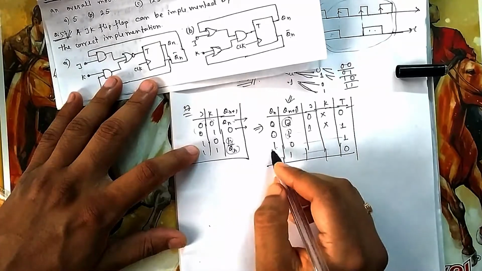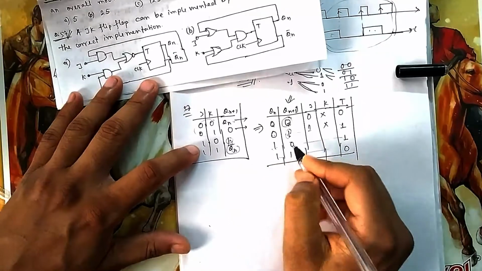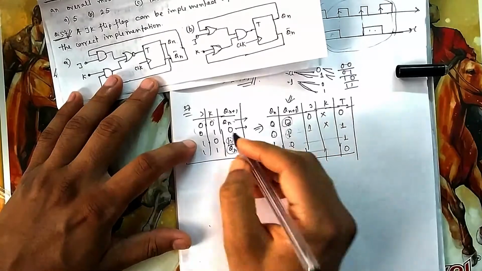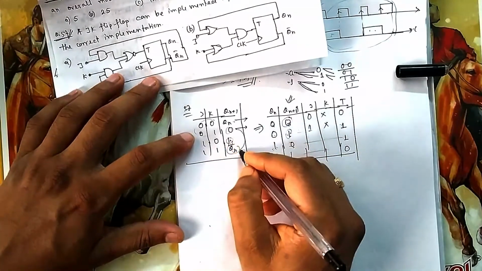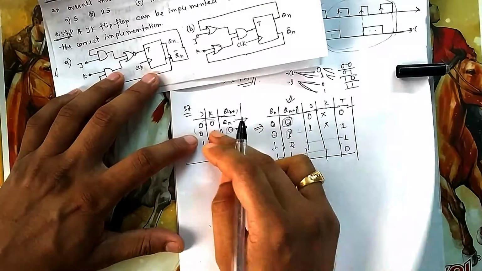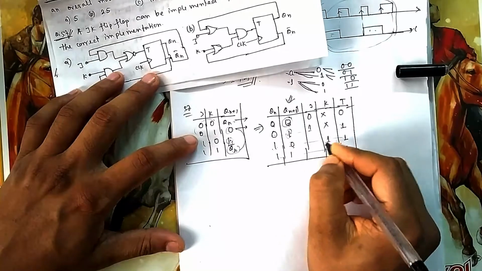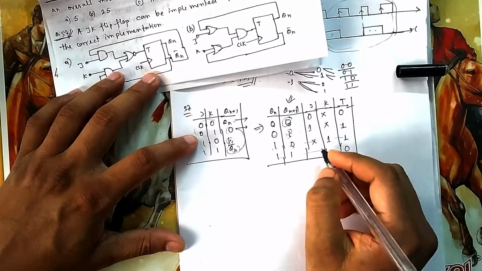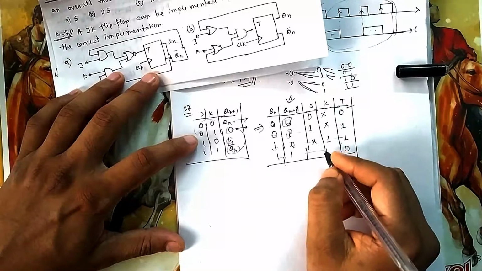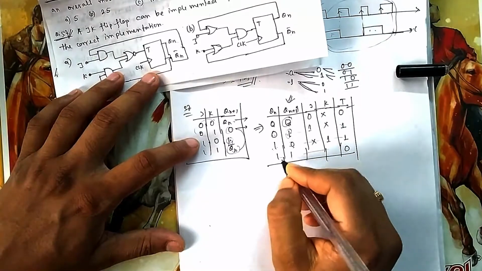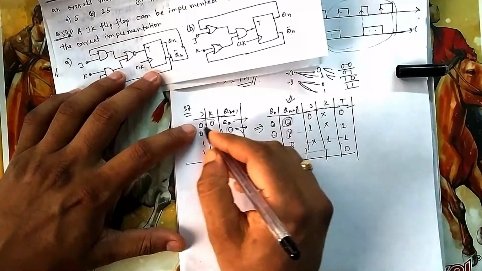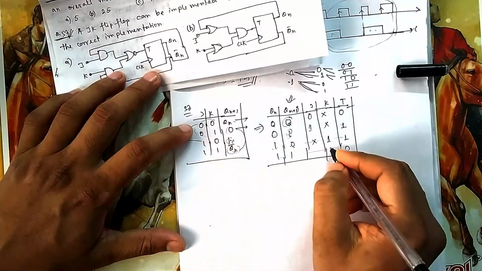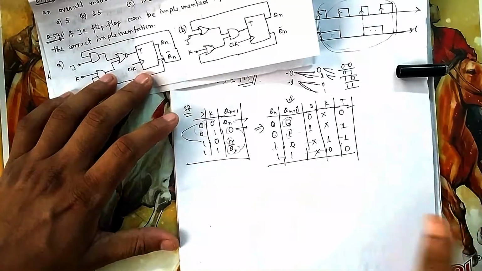For 1 to 0: previously it was 1, now it should come to 0. So it should directly give 0 or it should toggle. 0 or toggle means this case and this case. So here K should be 1 and J can be anything. By now you know. Then you can write this one also: the output should be 1, so it should be 1 or it should hold its state. 1 or holding its state means this and this. So K should be 0 and J can be anything. Okay.